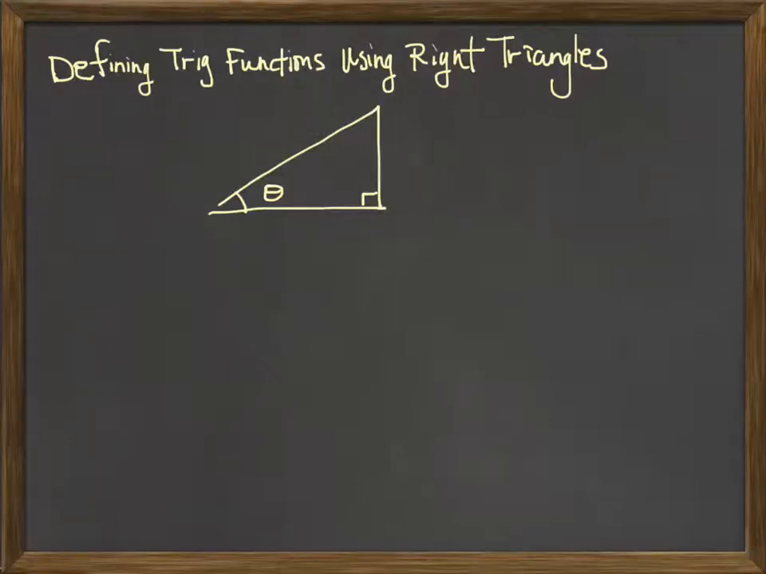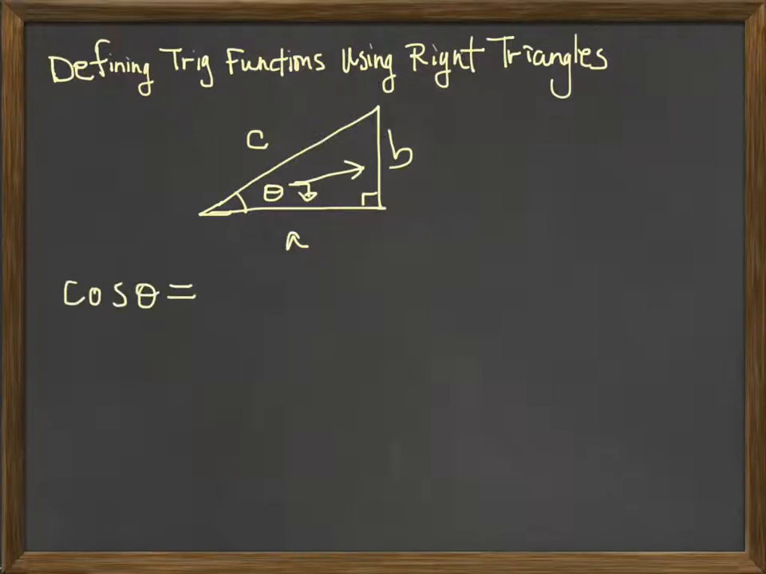Let's define our 6 trig functions using the right triangle. So I have a right triangle drawn here, and I'm going to label the sides A, B, and C as follows. B is going to be the length opposite the angle theta. A is going to be the length of the side adjacent to the angle theta, and C is going to be our hypotenuse.